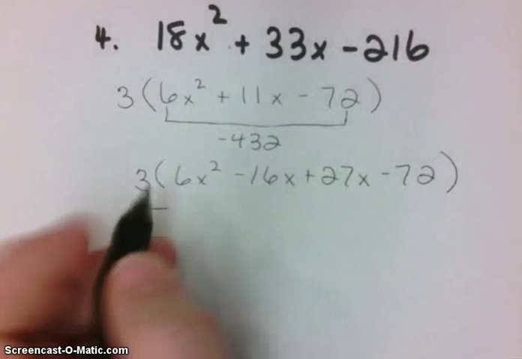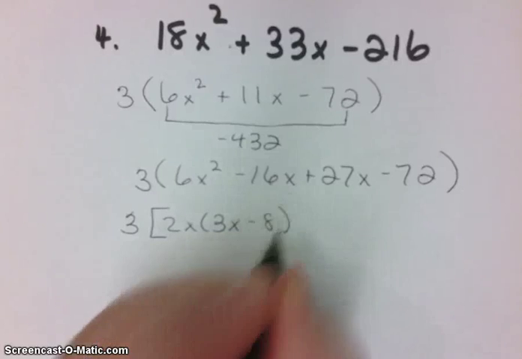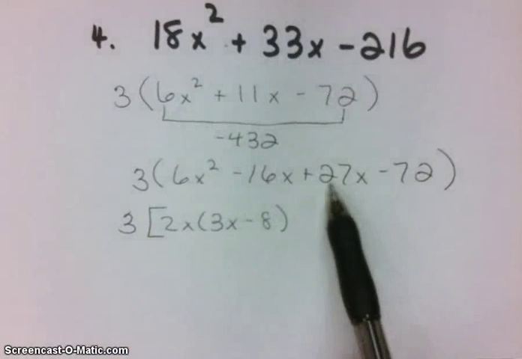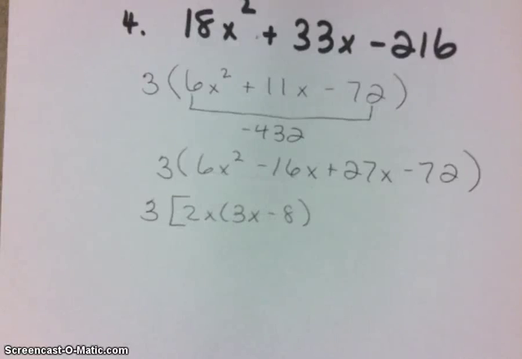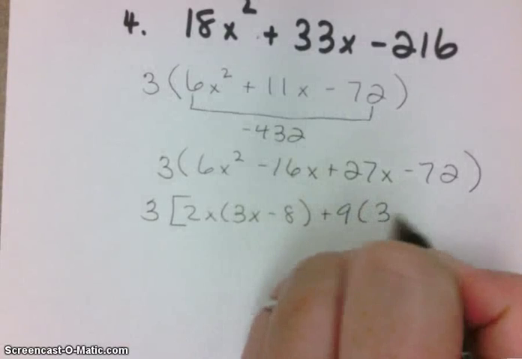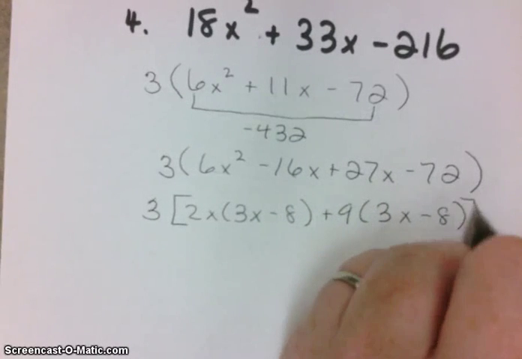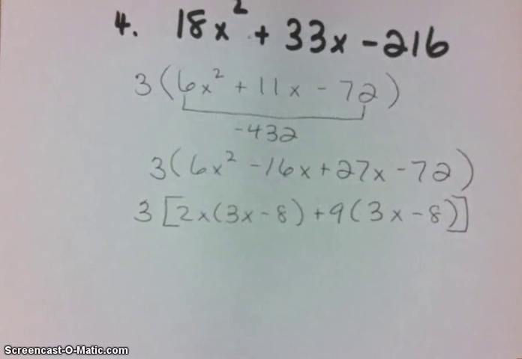In these first two, I'm going to take out a 2x, and that's going to leave us with 3x minus 8. And I want this to end up looking like 3x minus 8, and I can achieve that by taking out a common 9. Look at that. Good job. Did everybody see that?